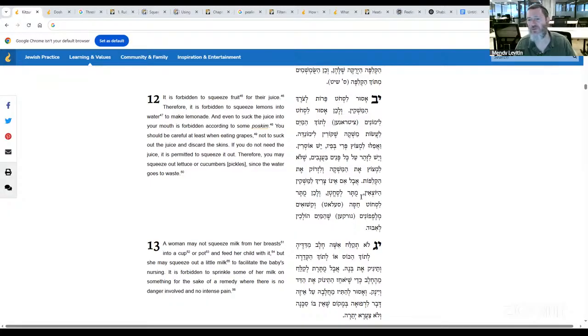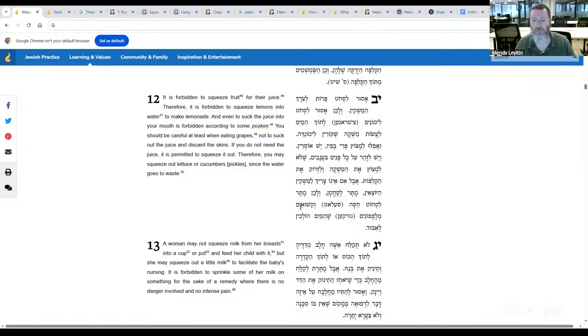But what happens if you don't need the liquids? You're not squeezing it because you want the liquids. For instance, an example would be squeezing lettuce, where you're not looking to drink lettuce juice. You're just trying to get it out. Mutter l'seichel, then you're permitted to squeeze it.